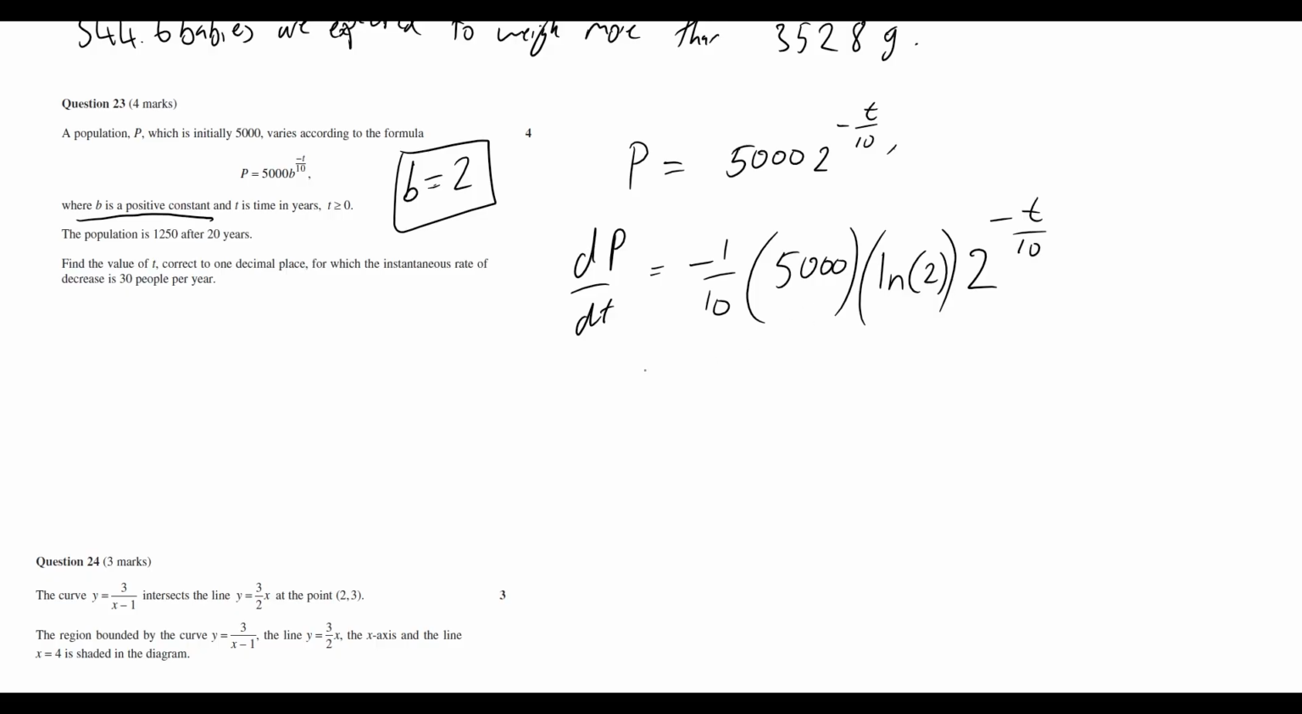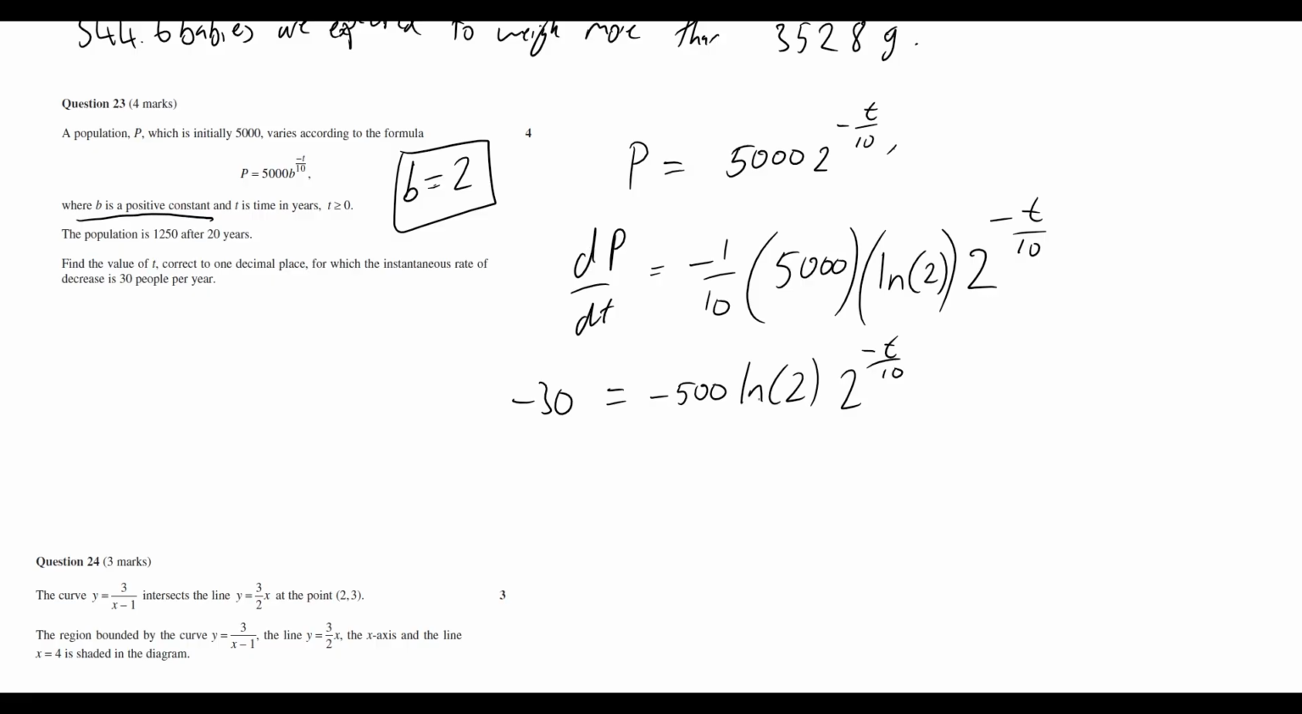Okay, so now let's quickly see what else we know. It's going to be a decrease of 30 people per year. So that means that dP/dt must be minus 30. So now we see that minus 30 equals minus 1 over 10 times 5,000. Let's just write that as minus 500 times the natural logarithm of 2 times 2 to the minus t over 10. So it's still quite a tough question to crack, but we can solve it now.